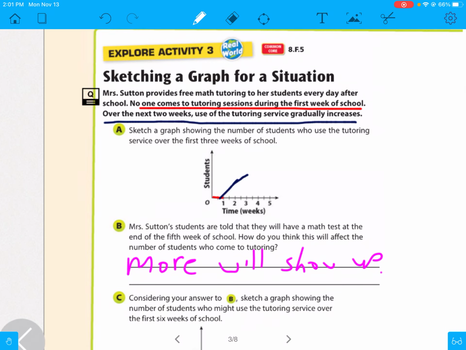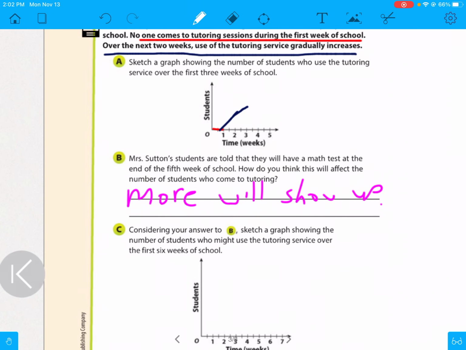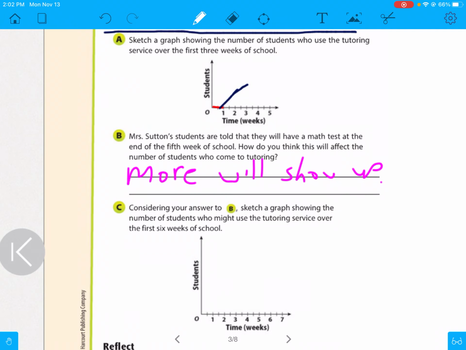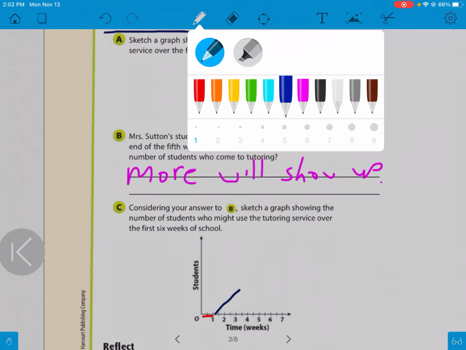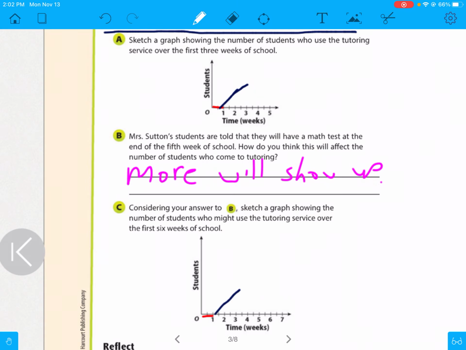Now for C, considering your answer to B, sketch a graph showing the number of students who might use the tutoring service over the first weeks of school. So remember the first one was just a horizontal line. The second one went up for 3, and then the third one is going to say the test is week 5, so it's going to kind of go way up. And then I think by week 6, it'll come down pretty significantly. And then after that, who knows how many will continue to go to the tutoring.